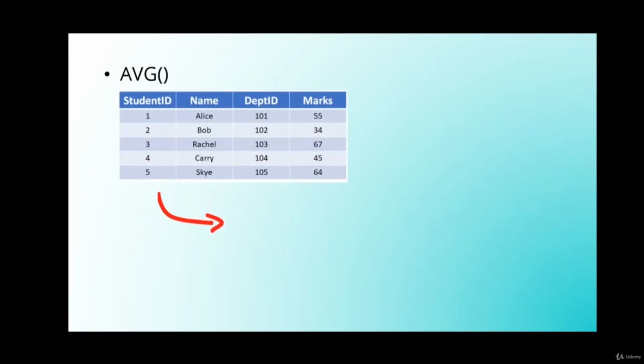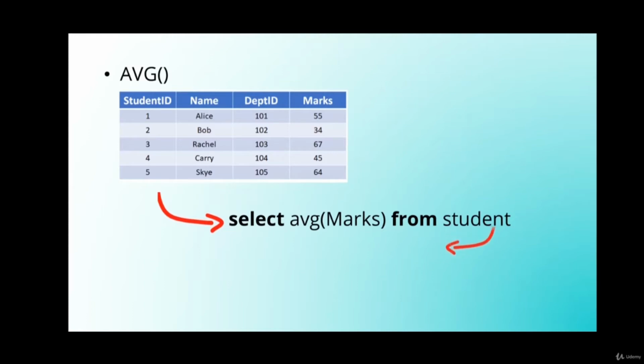We'll just have to write this query. Select average marks from student, where average is an aggregate function. After executing this query, it will take the arithmetic mean of all the marks scored and will return the average marks as its output.